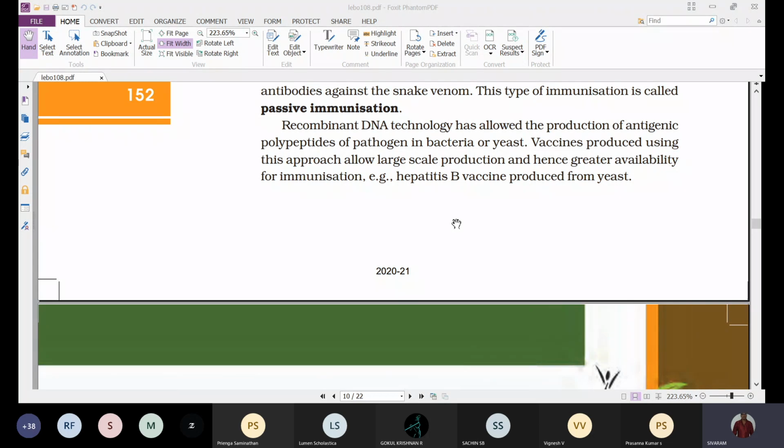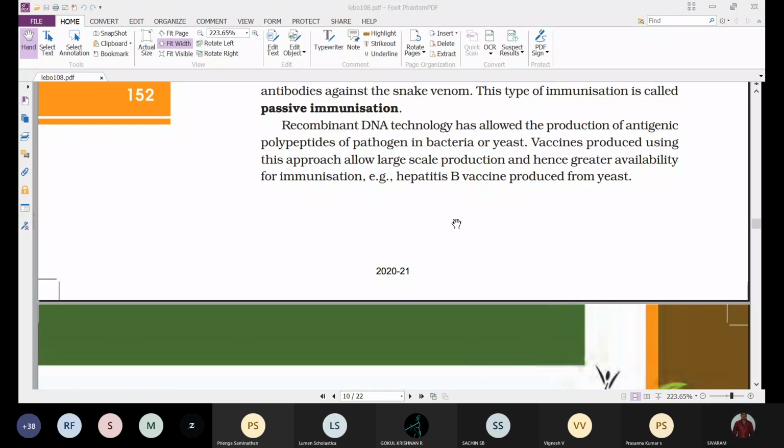It is introduced into the genetic material of this bacteria or yeast, and this yeast or bacteria is allowed to grow and multiply in number. It is provided with a certain medium so that the gene which is introduced is allowed to express, and that antigenic structure is obtained. Whatever antigenic structure is produced is isolated and given to our body in the form of vaccine. That is a recombinant vaccine.